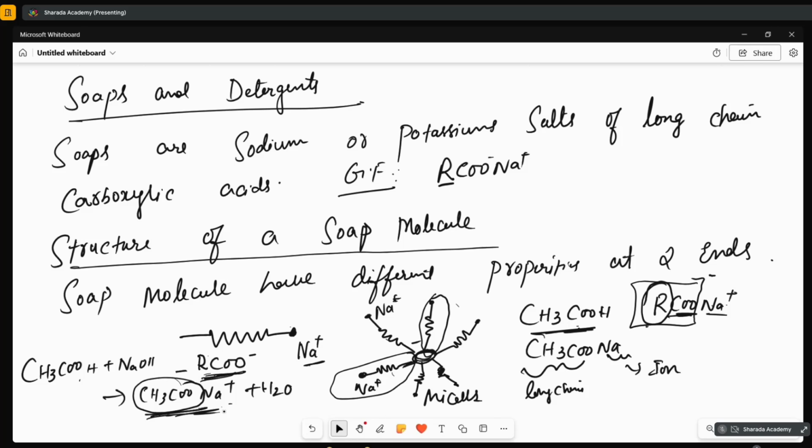CH3COO becomes one ion. Na plus will be one ion. They get attracted. Within CH3COO, whatever is there is because of covalent bonds. But on a broader spectrum, it is more of an ionic bond. Understood? So this much understood? Clear?